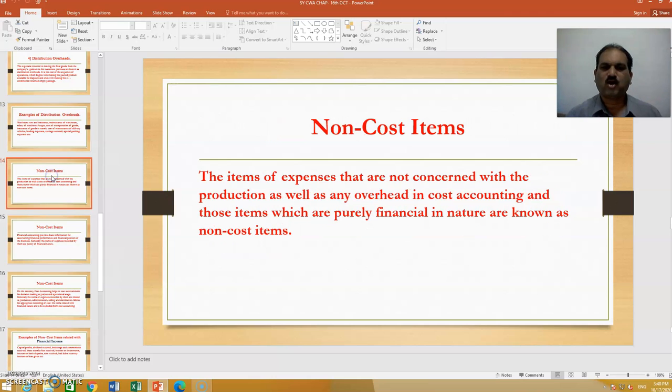Now, what are non-cost items? The items of expenses that are not concerned with the production as well as any overhead in cost accounting, and those items which are purely financial in nature are known as non-cost items. I repeat once again, the items of expenses that are not concerned with the production as well as any overhead in cost accounting, and those items which are purely financial in nature are known as non-cost items.